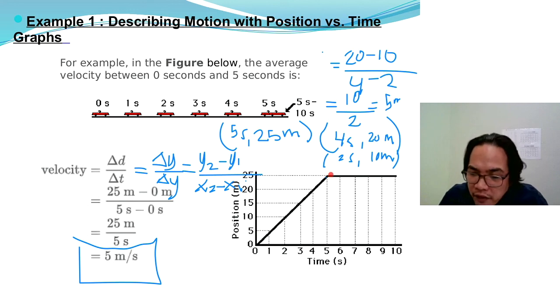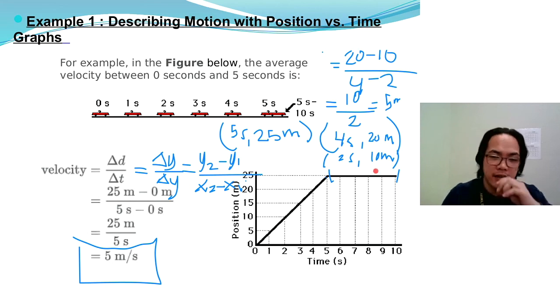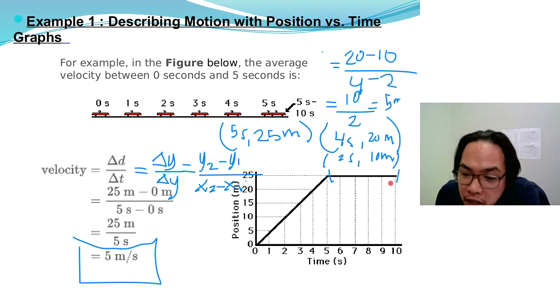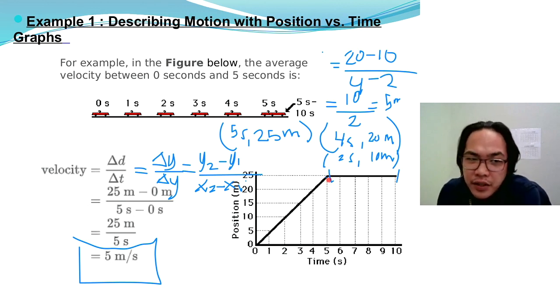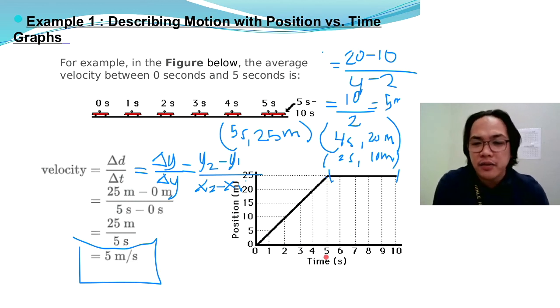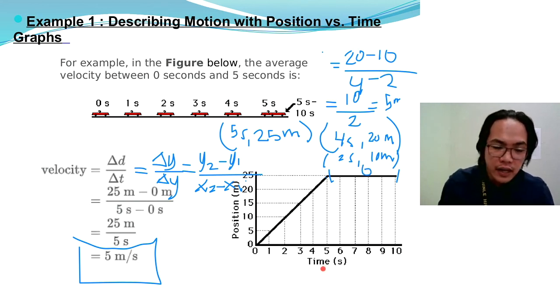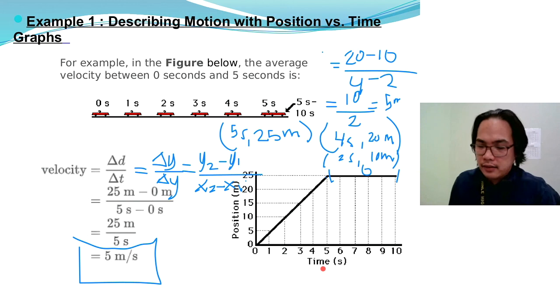How about this one from 5 seconds to 10 seconds? Based on how the line looks, what is your velocity here? 0. And if you do the math, it will still be 0 because your final here is 25 meters minus 25 meters equals 0, divided by 10 minus 5. So 0 divided by 5 is equal to 0. So this is 0, or at rest. Okay, I hope it is clear now. We'll have another example.